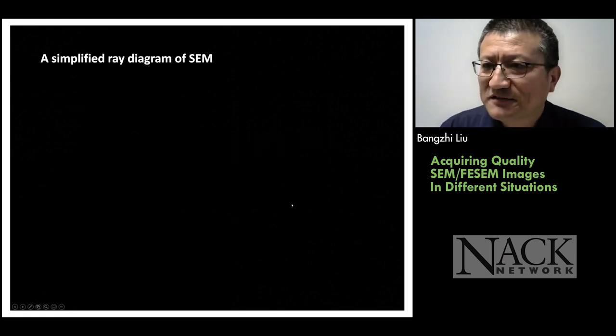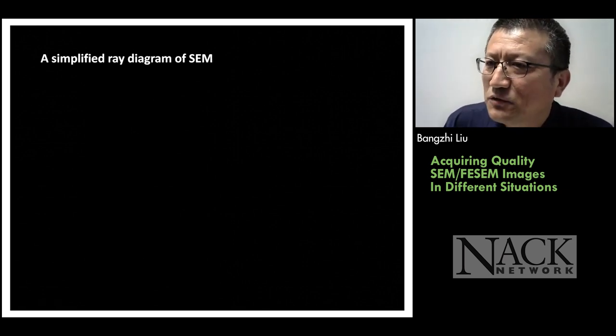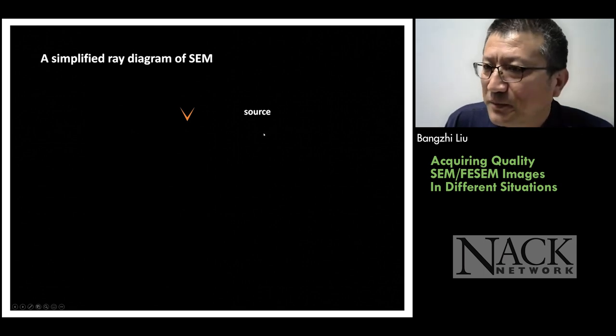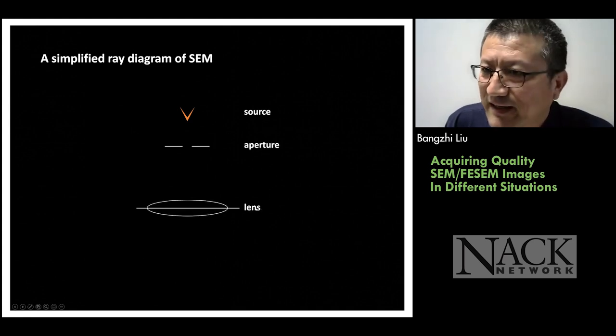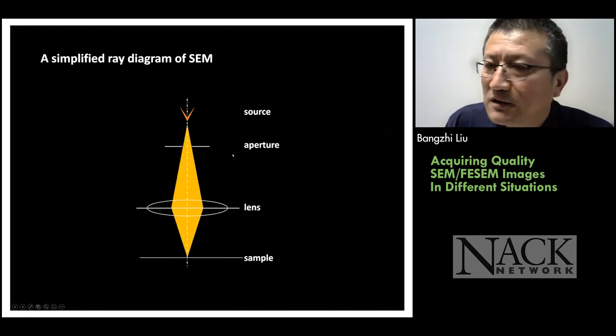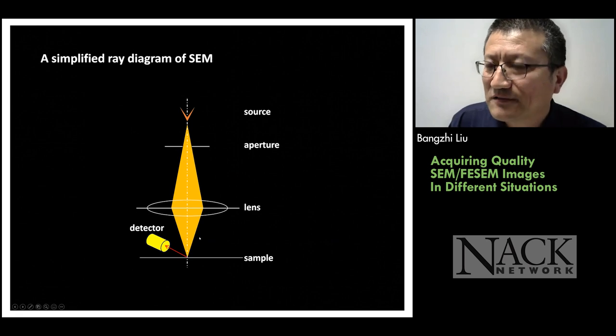When you're sitting in front of the SEM, you may be overwhelmed because it's really complicated. But if you look inside the column, what you have is actually not that complicated. Let me show you what's inside the column. First you need a source, an electron source, because it emits electrons for you. Then you have an aperture below the source, and a lens. Here's your sample. The lens focuses the beam onto your sample, and then you get signal coming from the sample. Then you need a detector to collect those signals. This is not all.